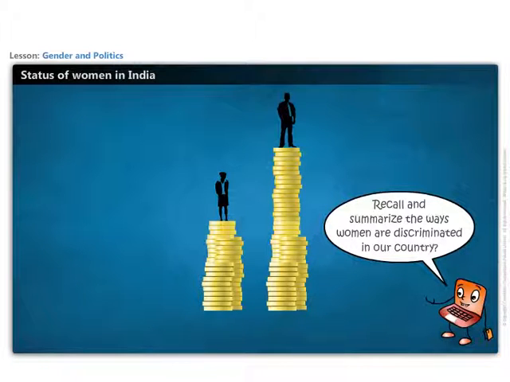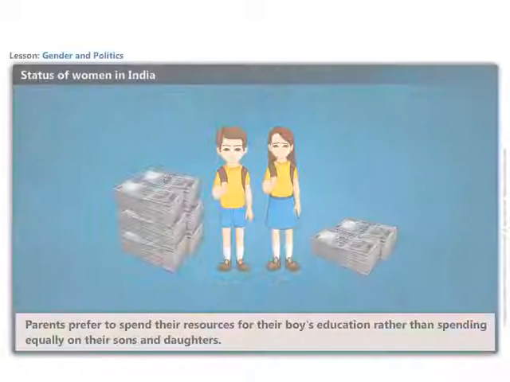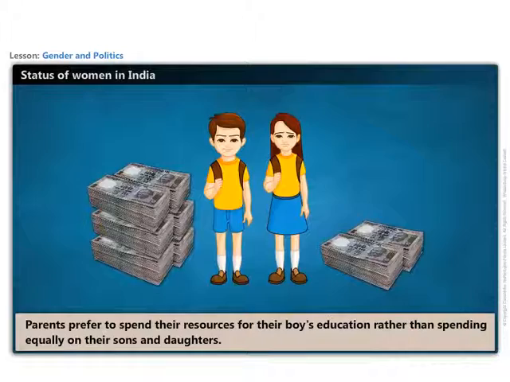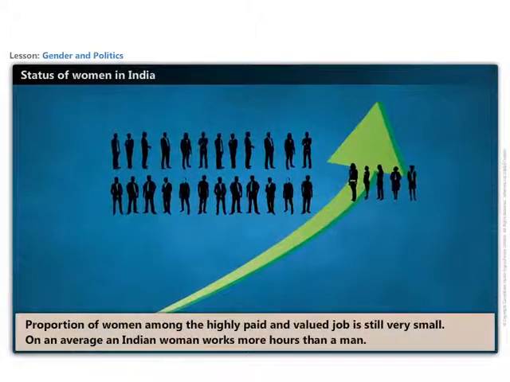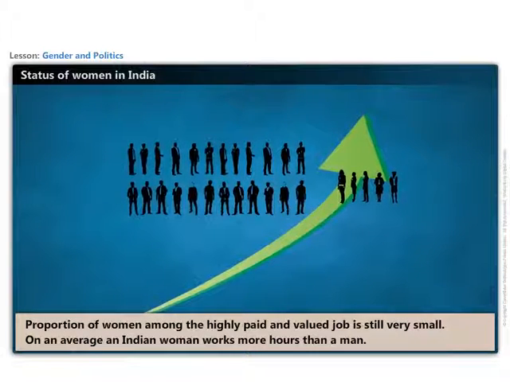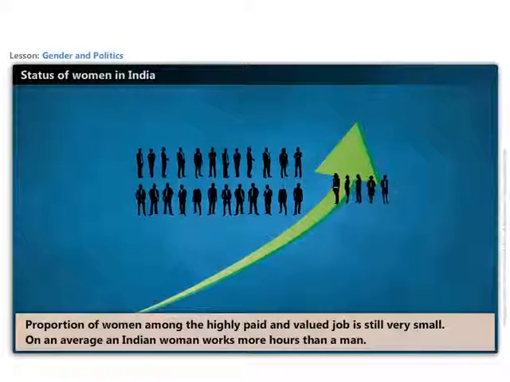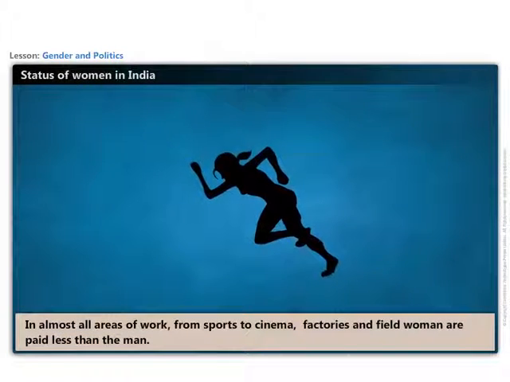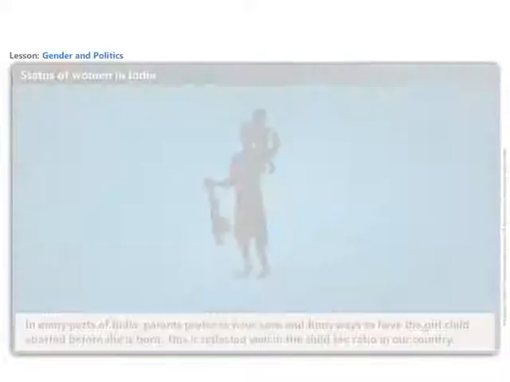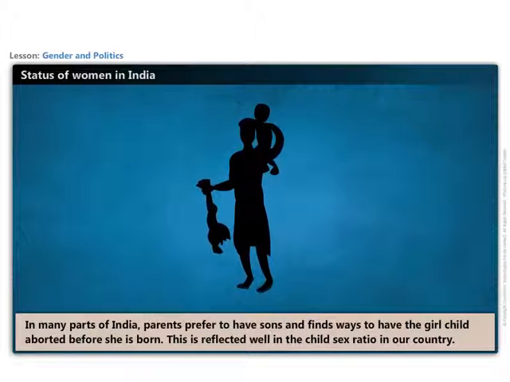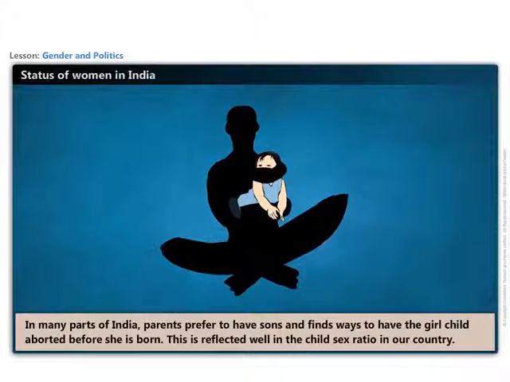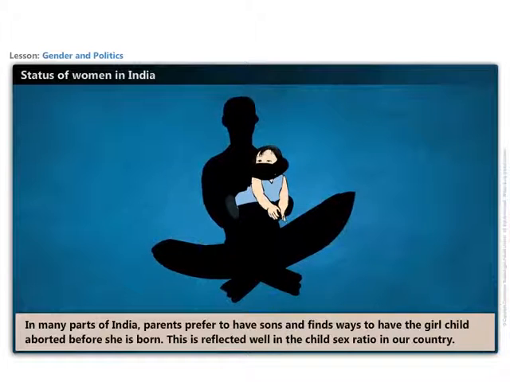Recall and summarize the ways women are discriminated in our country. Parents prefer to spend their resources for their boys' education rather than spending equally on their sons and daughters. Proportion of women among the highly paid and valued jobs is still very small. On an average, an Indian woman works more hours than a man. In almost all areas of work, from sports to cinema, factories and field, women are paid less than the men. In many parts of India, parents prefer to have their sons and find ways to have the girl child aborted before she is born. This is reflected well in the child-sex ratio in our country.